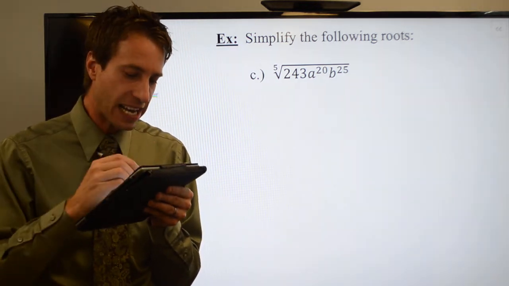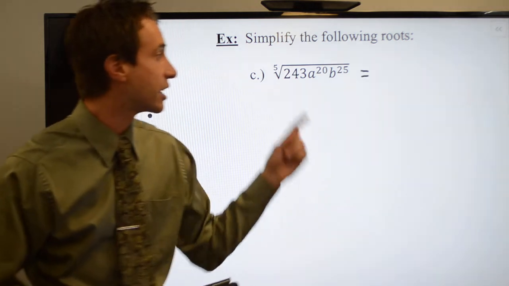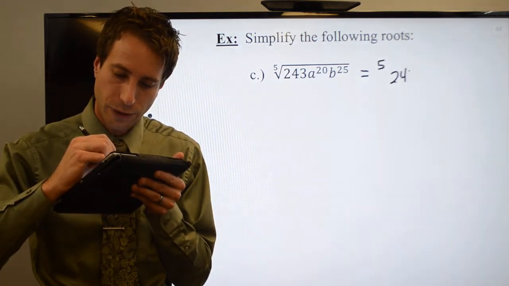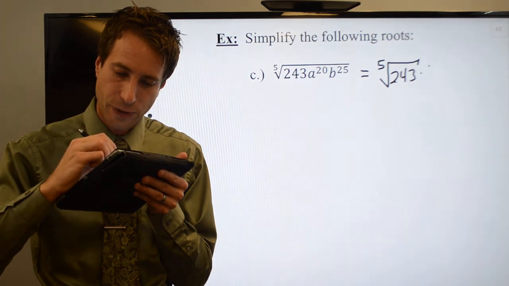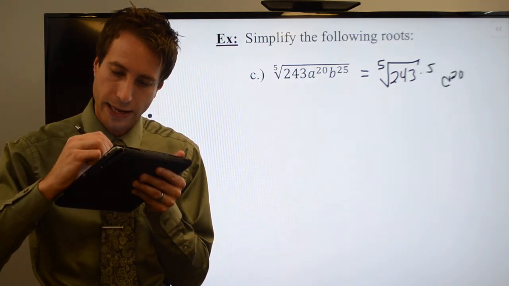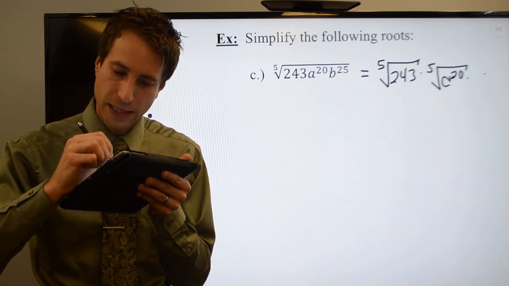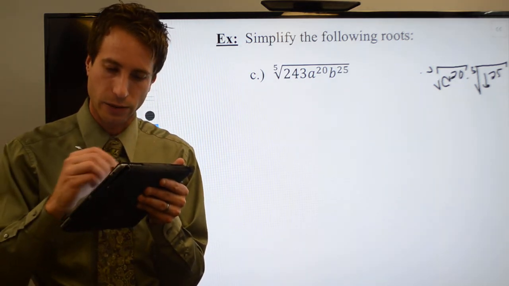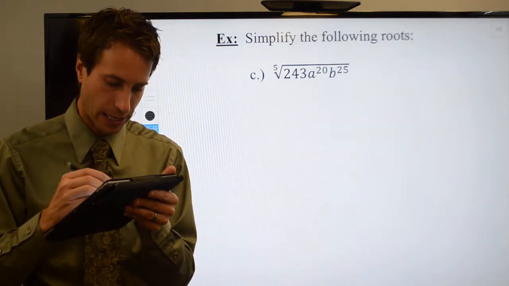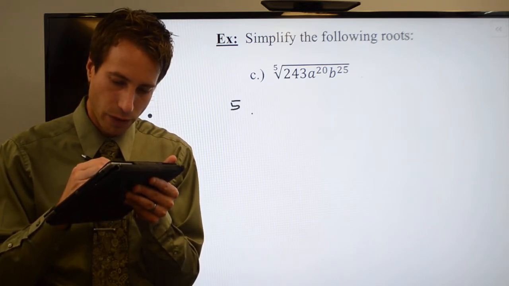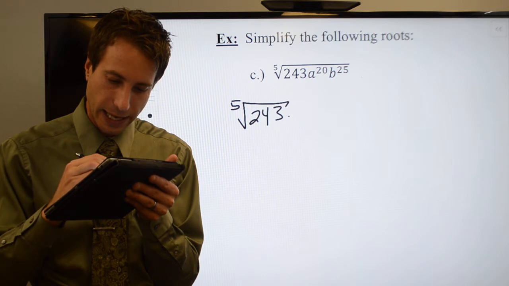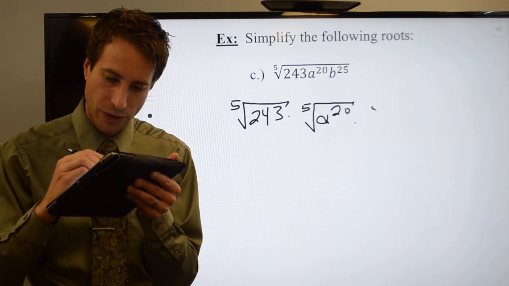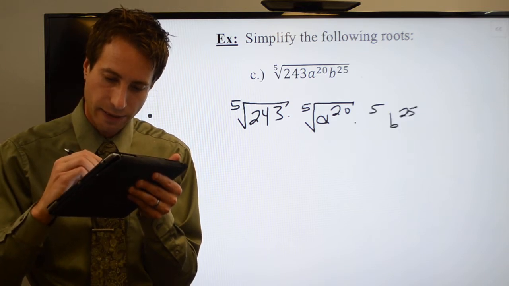First thing you're going to need to do is use your calculator. I'm asking you to take the 5th root of 243. So we're going to take the 5th root of 243, the 5th root of a to the 20th, and the 5th root of b to the 25th. Sorry, I apologize, I'm squeezing. Actually, I shouldn't do that. Here, I got you, right down here. We're going to take a 5th root of 243, a 5th root of a to the 20th, and a 5th root of b to the 25th.